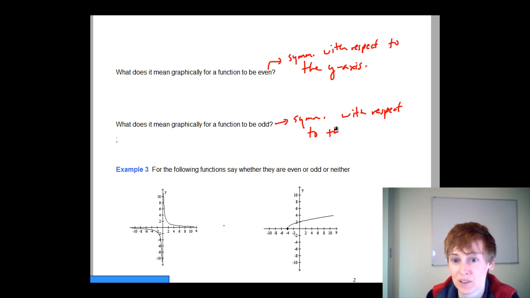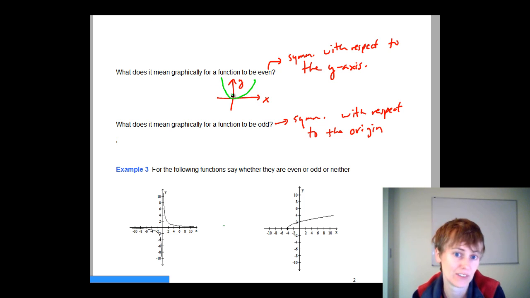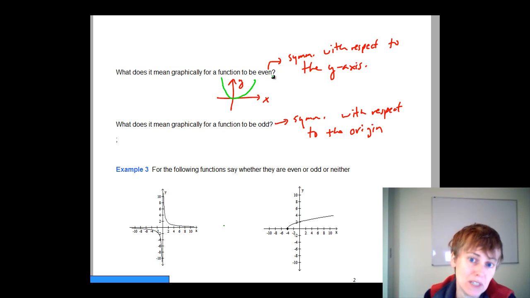Now I need to go over, I think it's been a while for you, what that means. Okay, so again, the y-axis I think is really easy if you think like, oh, here's x, here's y, here's the y-axis. So to be symmetric with respect to the y-axis, it would mean if I fold this graph along the y-axis, it hits. So that's what it means to be even.